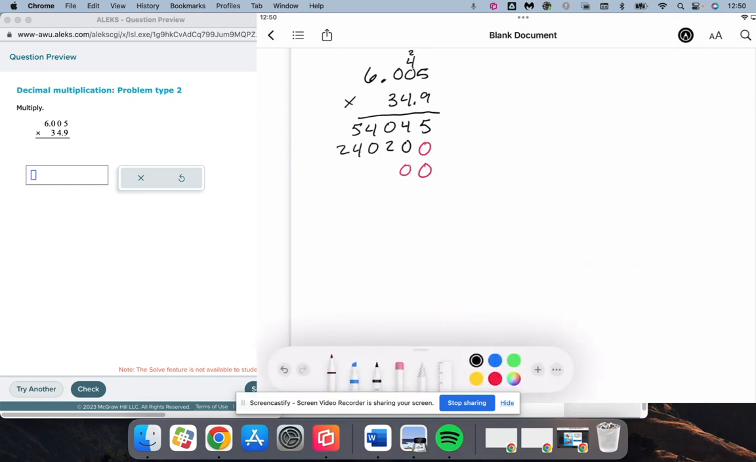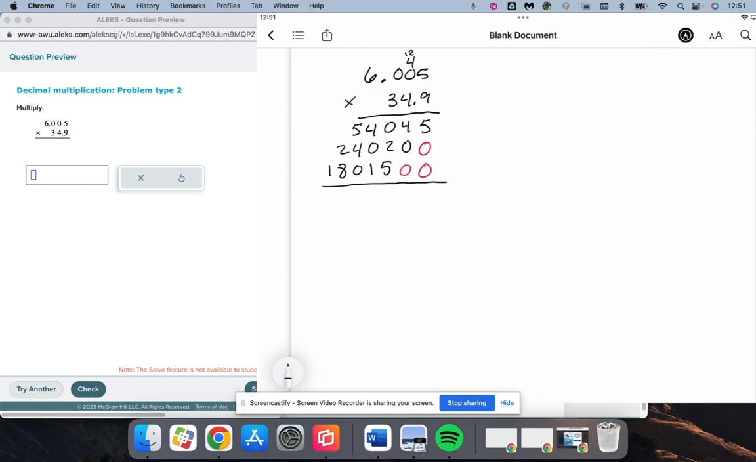If there were no decimal, 3 times 5 is 15. Carry the 1. 3 times 0 is 0, plus 1 is 1. 3 times 0 is 0. 3 times 6 is 18. We add these things up. Carry the 1. And I forgot to estimate.